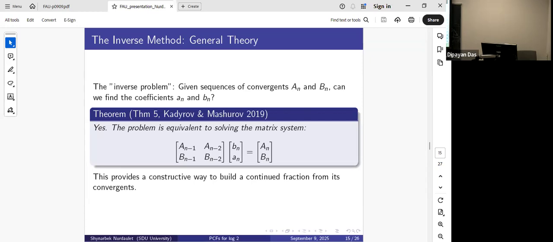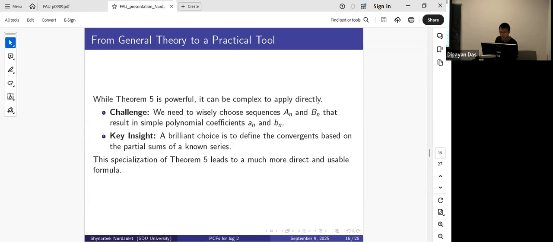And then we will get what? 1 divided by some determinant. And solving for this equation, we can find an and bn. So solving for that, we thought that it would be pretty easy, but it turns out that it is not. To do that, we need to choose big An and Bn wisely. Why? Because not all An and Bn turn out to be a very good polynomial representation of small an and bn.